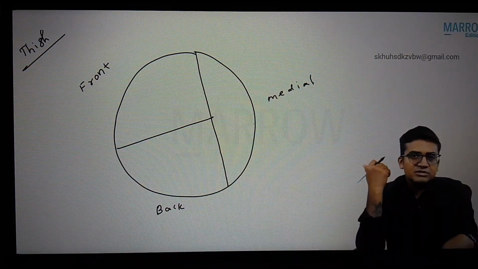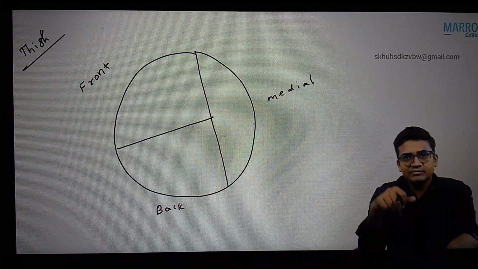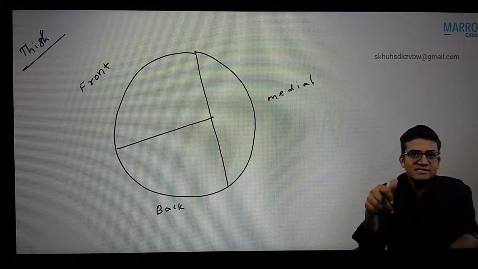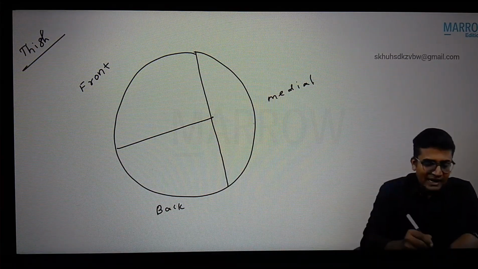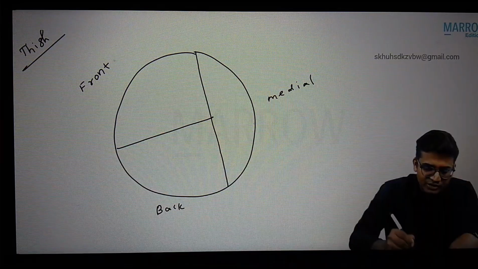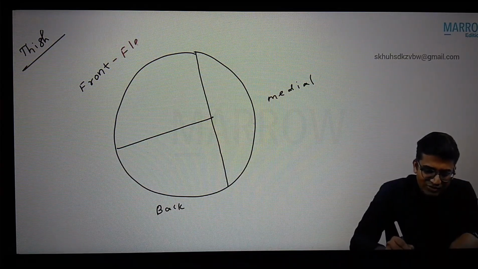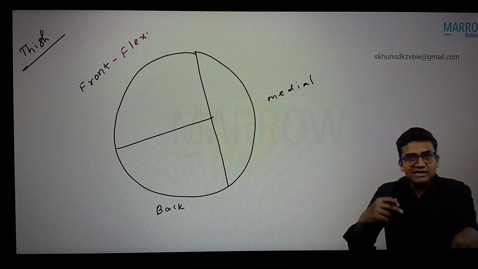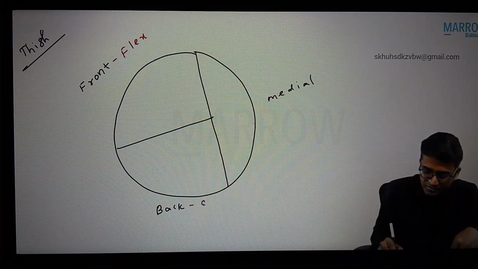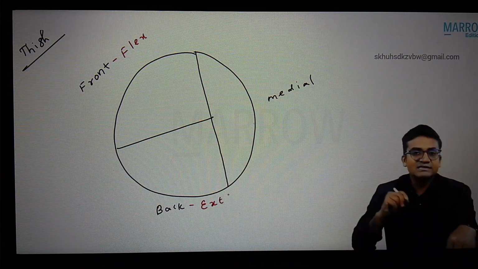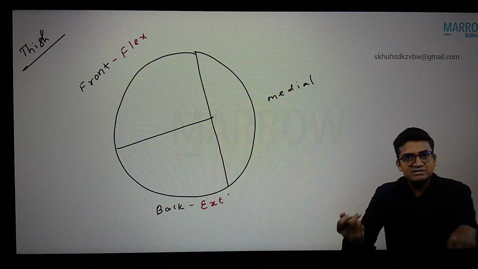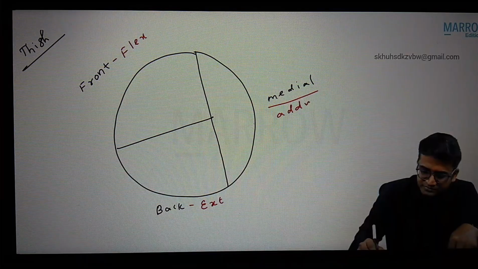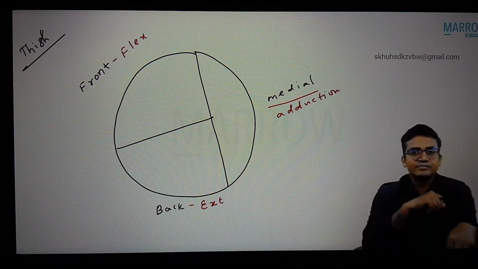See, front of thigh muscles cross the hip joint in the front side. I told you in the upper limb itself. Any muscle which crosses the joint in the front side, what do they do? Bend anteriorly. That is called flexion. So front of thigh muscles flex the thigh. Back of thigh muscles cross the joint on the back side. They do extension. So back of thigh muscles extend the thigh. Medial compartment of thigh muscles move the thigh medially. They do adduction. Simple. Right.